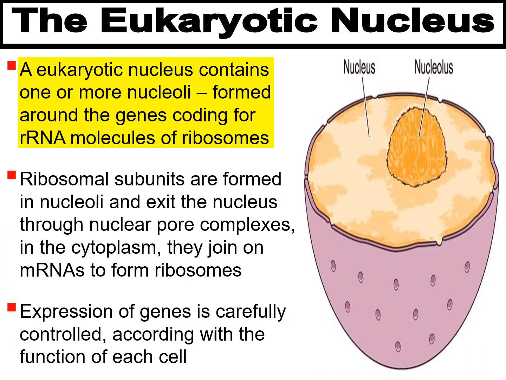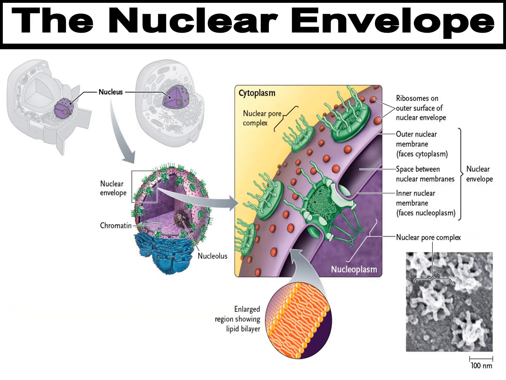The nucleolus is also found in the nucleus. The nucleolus is the site of ribosomal RNA, or rRNA, synthesis. RNA is a critical component of ribosomes. Once formed, ribosomal subunits exit the nucleus, and contribute to fully functional ribosomes in the cytoplasm. This figure shows the nuclear envelope in more detail.